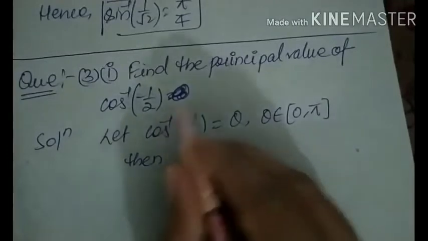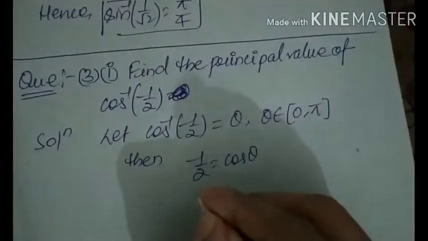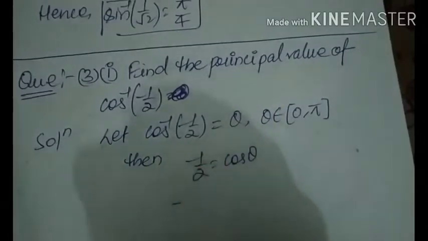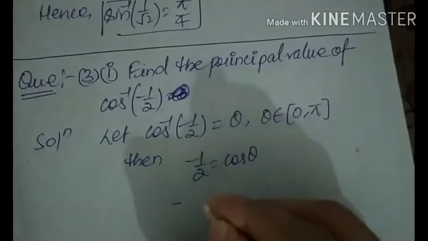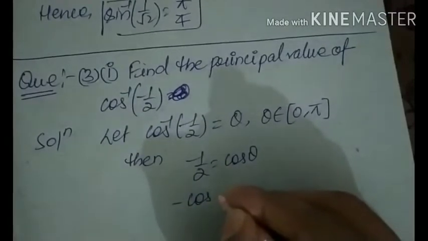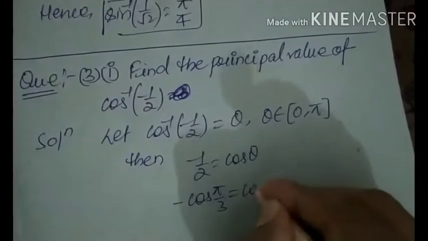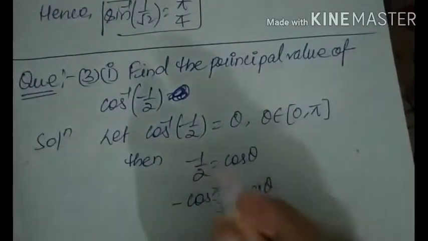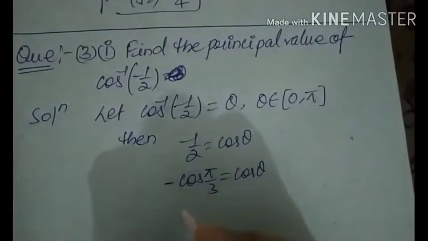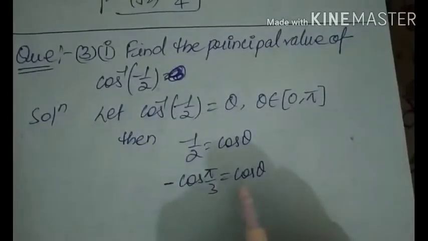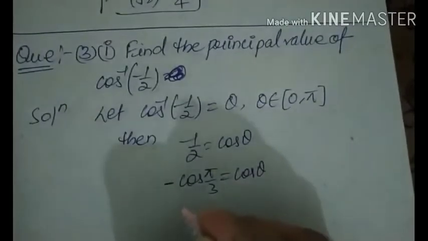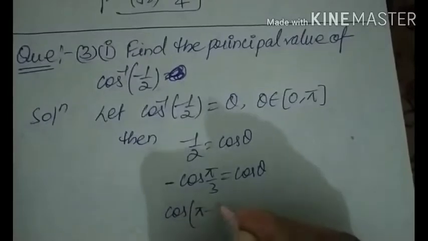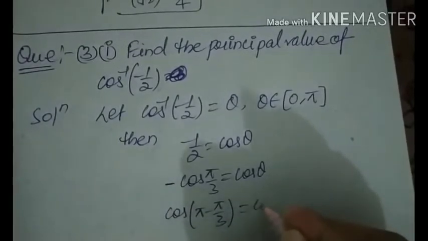Cos inverse, transform this side. Minus will be here, and the value of 1 by 2 is cos pi by 3, so we have cos pi by 3 is equals to cos theta. Cos pi by 3 is 1 by 2. The problem here is minus. We cannot compare, that's why we have to do this. We can write cos of pi minus pi by 3 is equals to cos theta.